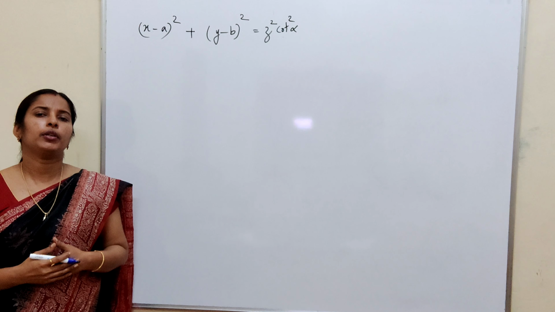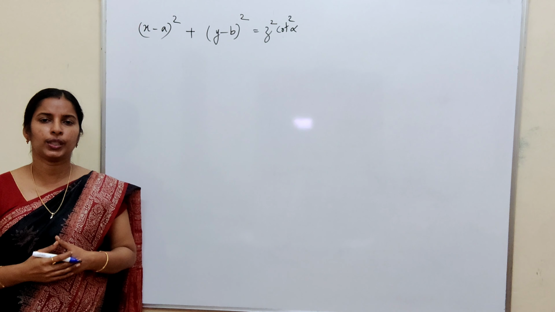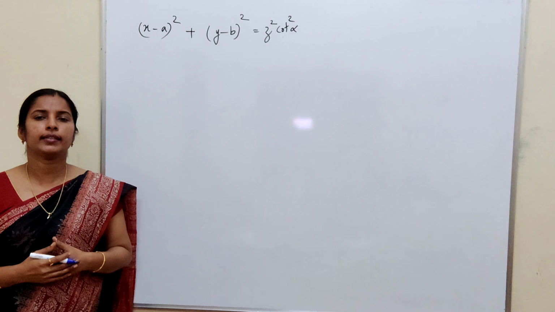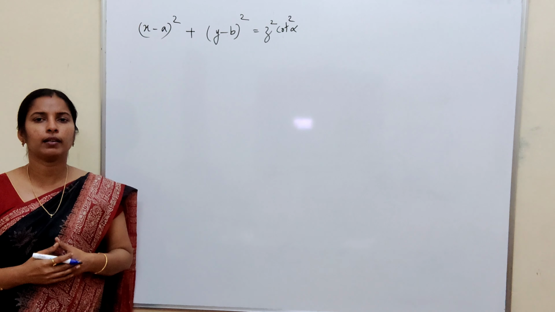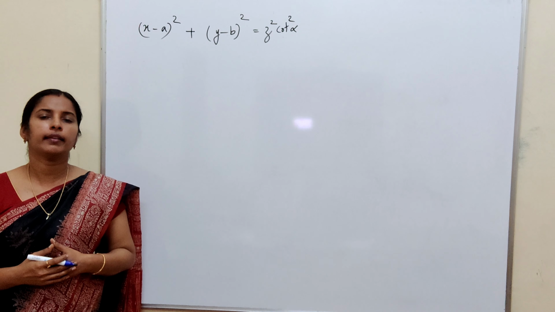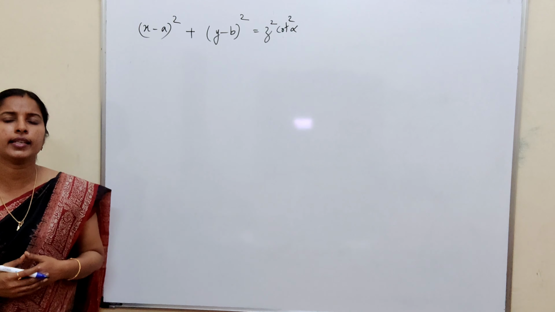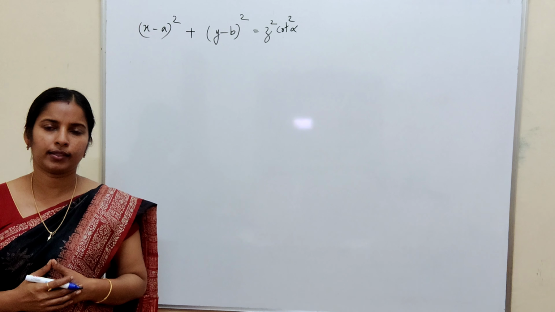Let me answer one more interesting question. The question is, form a partial differential equation where x minus a the whole square plus y minus b the whole square equal to z square into cot square alpha. Here the arbitrary constants are a and b. See, this question is entirely different from the previous questions.